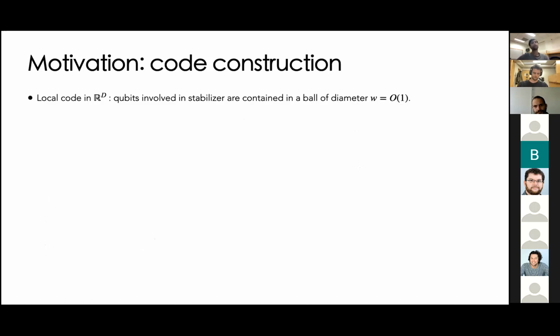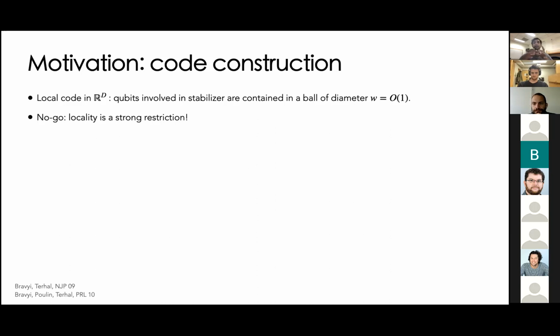Okay, so with the preamble out of the way, what is it that we're trying to do in theory space? Well, ideally, if I were to construct an LDPC code, I would like to ensure that it's local in D dimensions, where D is either 2 or 3. What does it mean for a code to be local? It means that any measurement that I perform only involves qubits that are in its immediate neighborhood.